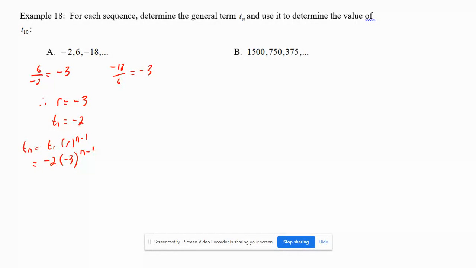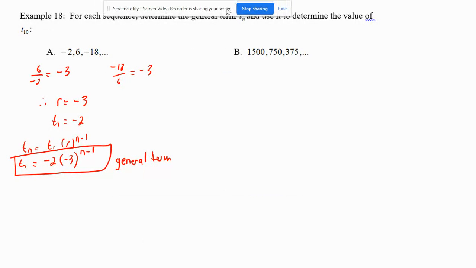1, like this. Now, a couple things here, guys. Make sure that we're not multiplying these guys over here. This exponent is applied to the -3, but it's not applied to this -2 over here. So this is what we call the general term for the sequence. Now, the second part says use it to figure out T10.